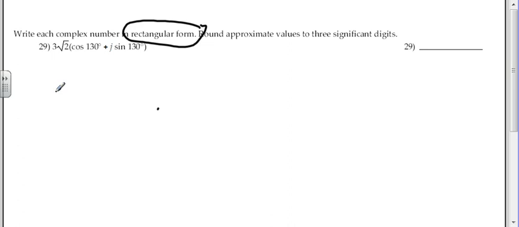Okay, well, I don't know what I'd do with this guy. I'd probably go 3 square root of 2 times, what's the cosine of 130? Okay, so the cosine of 130, well, that's not helpful. Oh, 3 significant digits? Okay, very good. Minus 0.643.